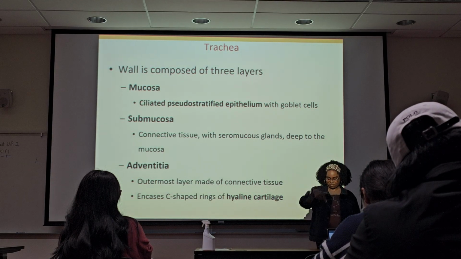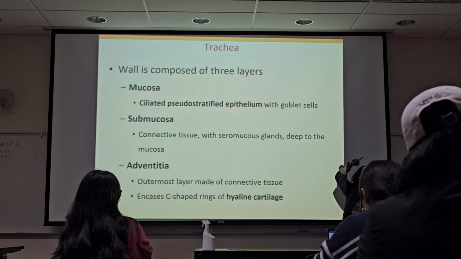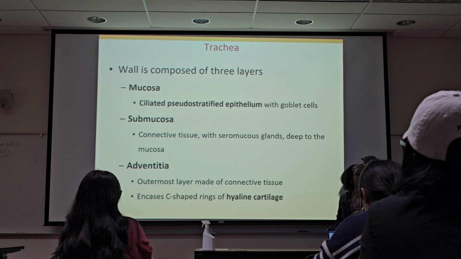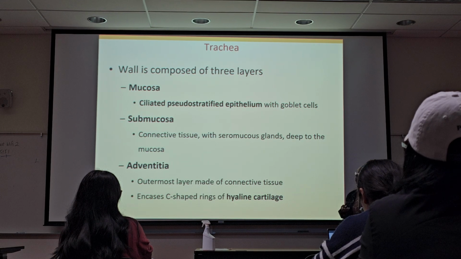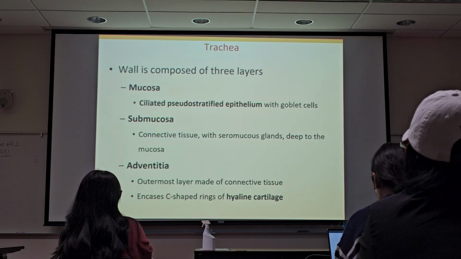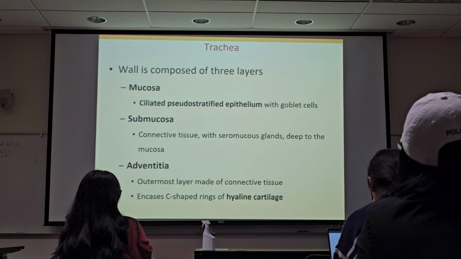The mucosa is external and is the environment running through us, where the air is traveling. And then we go deeper into the body, the next layer would be the submucosa. And then even deeper to that would be the adventitia, the tissue anchoring that to structures in the body.